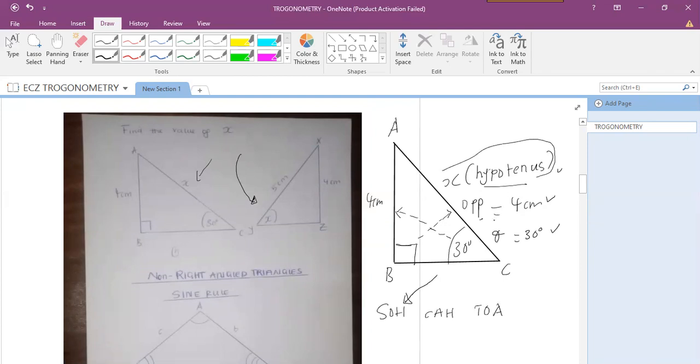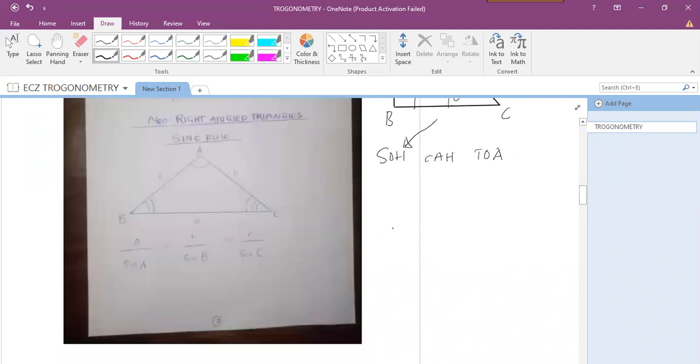Then we ask ourselves, which trigonometric ratio has opposite and hypotenuse: sine theta, cos theta, or tan theta? It's sine, right? Yes. So we're going to say sine theta is opposite over the hypotenuse.